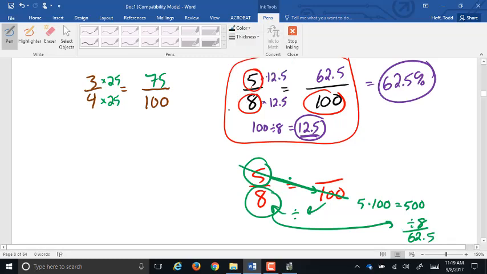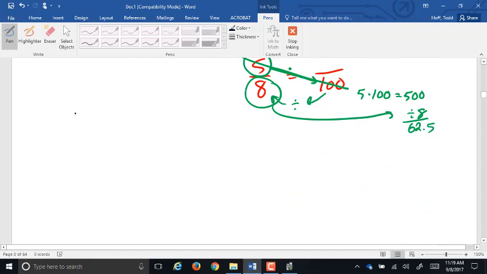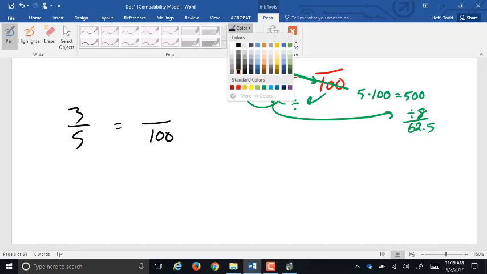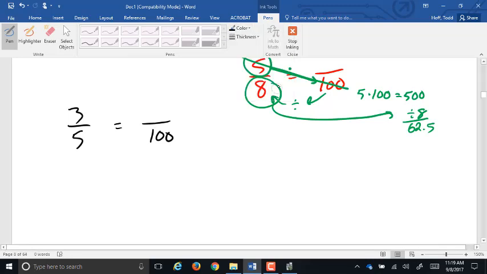So let's do some examples of that. Like 3/5. If I want to turn that into 100, what two numbers are on the diagonal with each other? 3 and 100. 3 times 100 is 300. Then we're going to divide by the 5. Gives us 60. So 60 over 100, or 60%.